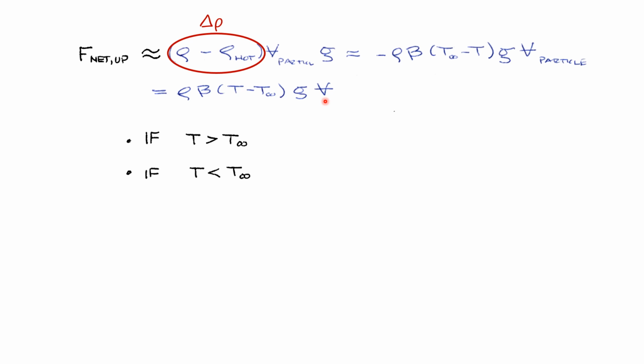Now, in the case that your fluid temperature locally is warmer than the surrounding temperature T infinity, when you look at this expression, you get that you have a net force that is positive when it is going up. In other words, if you've got a locally hot fluid, the net upward force can cause the motion of the fluid to go up.